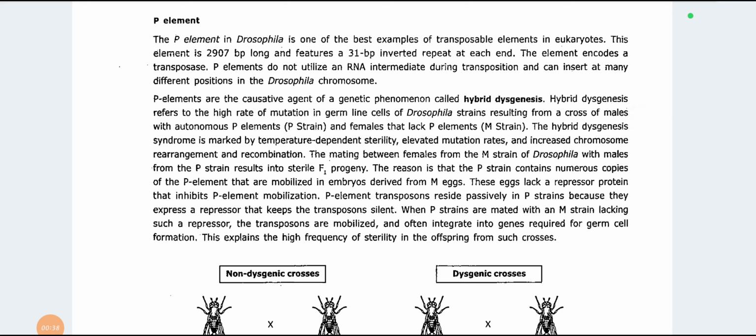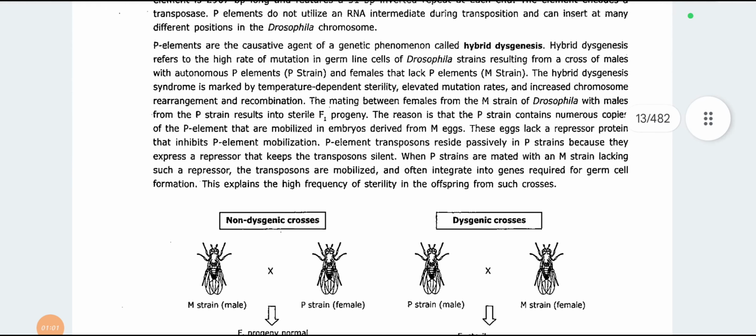Next is P element, which is the transposable element in Drosophila, having a 2907 base pair long element and a 31 base pair inverted repeat at each end. And they can encode transposase enzyme, and they do not utilize RNA intermediate during transposition. They can insert themselves at many different positions in the Drosophila chromosome.